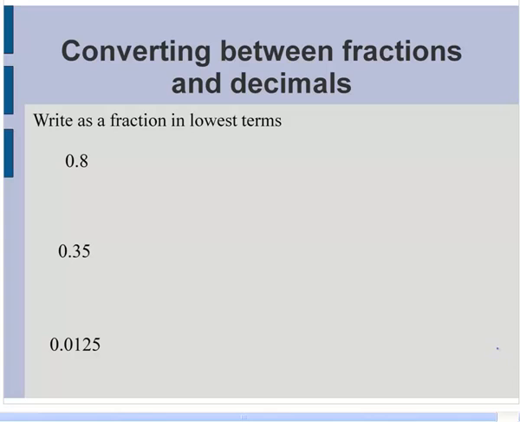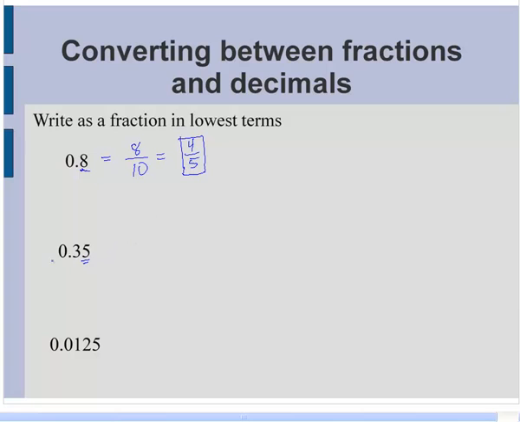All right, so now let's take this in the other direction. How do we go from a decimal to a fraction? The trick to remember is, what does the decimal mean? Remember that this first decimal place is the tenths place. So 0.8 is the same as 8 tenths. Reducing by a factor of 2 gives us 4 fifths, and that would be in lowest terms.